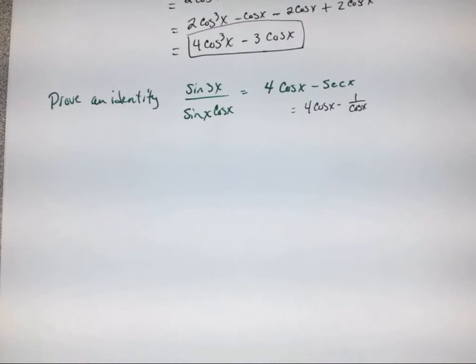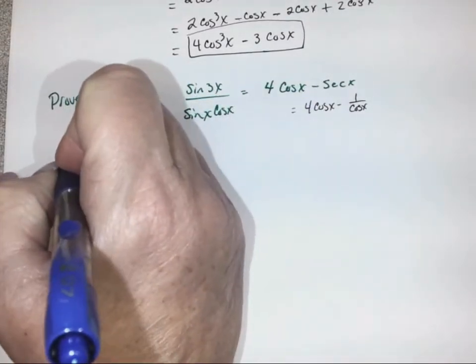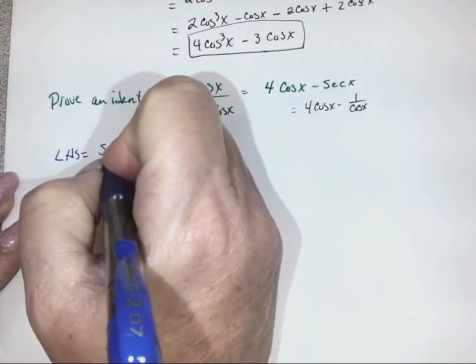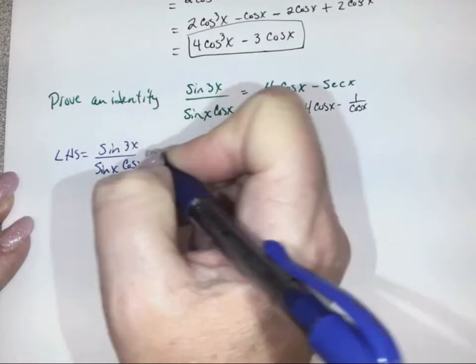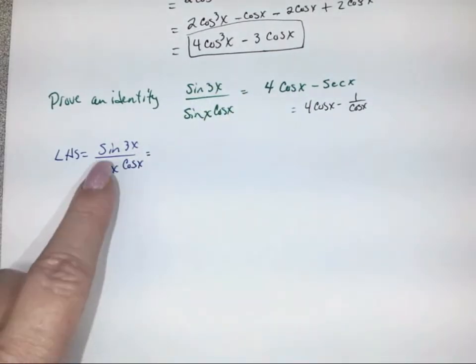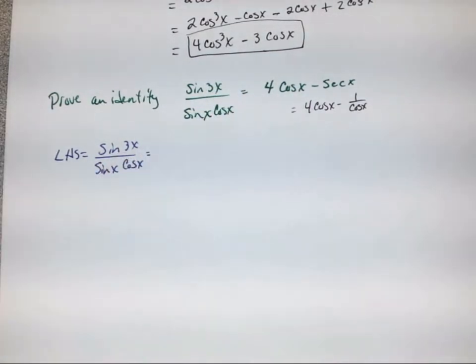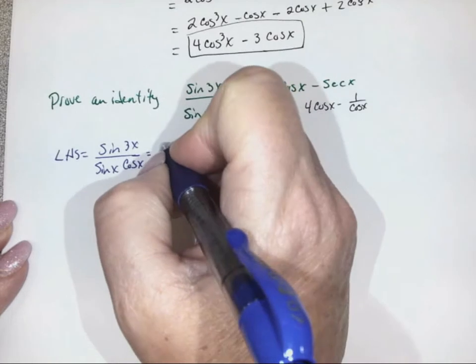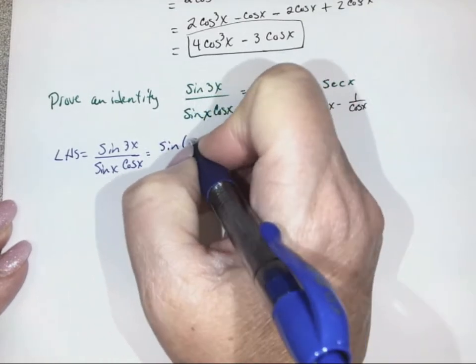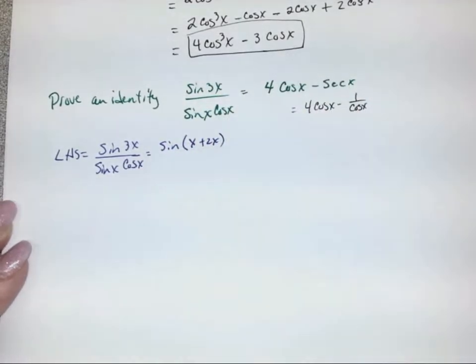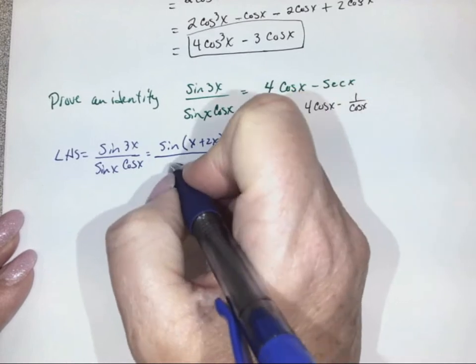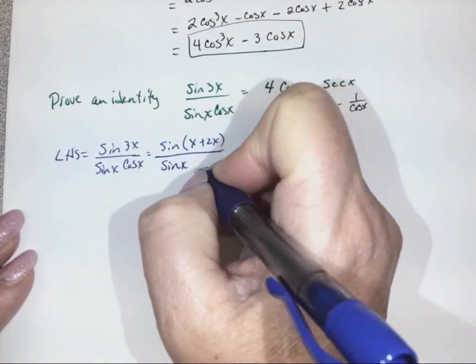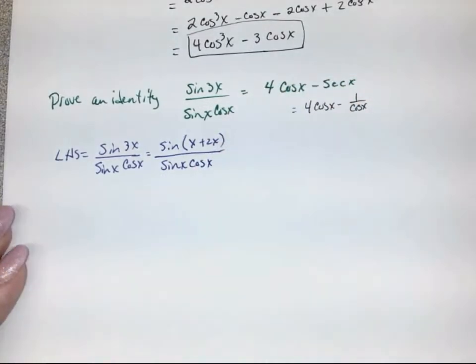All right, so let's take our left-hand side, which is equal to our sine of 3x over our sine of x cosine x. So this is rewriting this like we did earlier. I'm going to write this as the sine of x plus 2x. And again, you could write it as 2x plus x. It doesn't matter. Either way will get you there. All over the sine of x cosine of x.